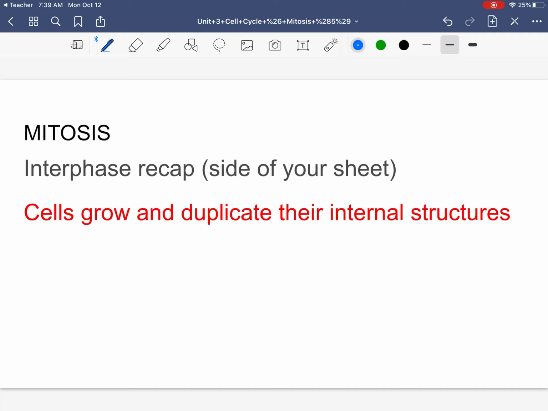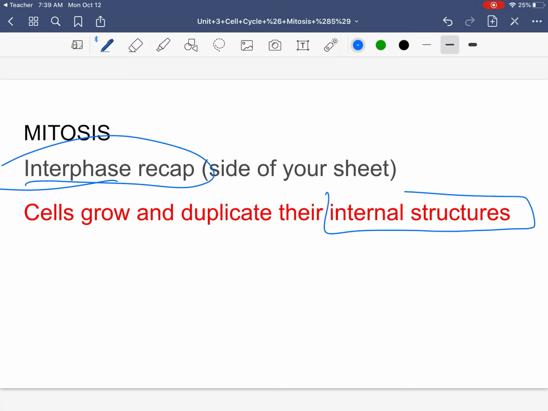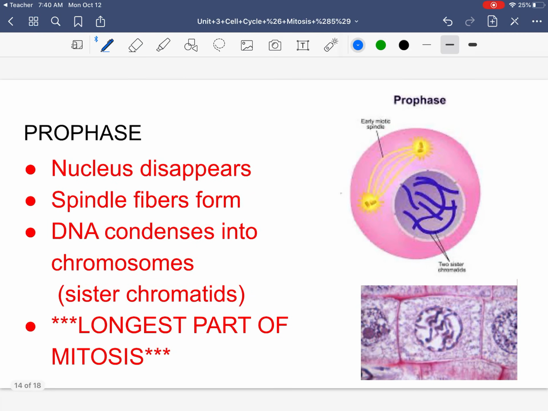So we did the interphase recap already. So mitosis, this is where your cells duplicate their internal structure. So these are basically the organelles. So the first phase of mitosis is going to be prophase.